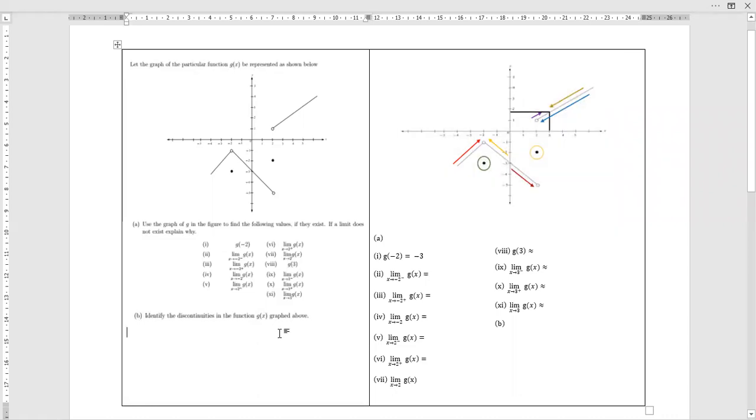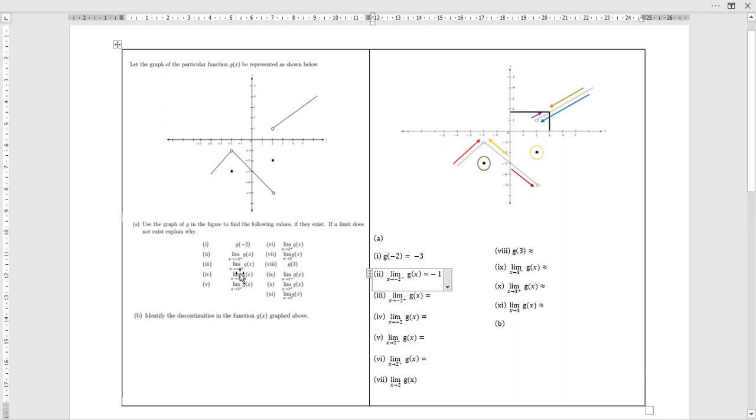The second question says, what is the limit of this function as x is approaching -2 from the left? So you're moving from the left-hand side here. As we approach -2, we make use of this red arrow. This is the piece of the function that we are looking at here, and we can see from the graph that the function tends to -1. So that will be our solution here.